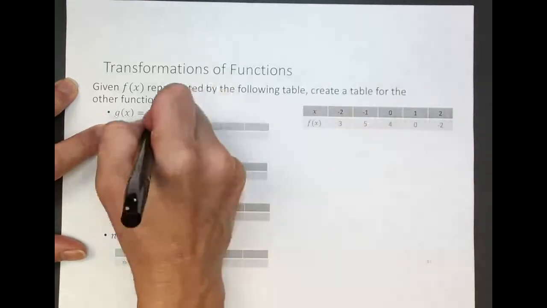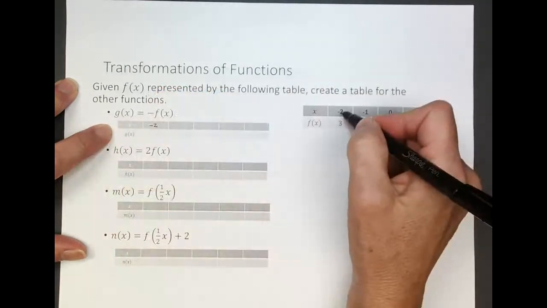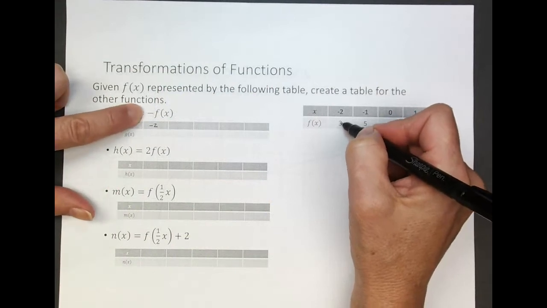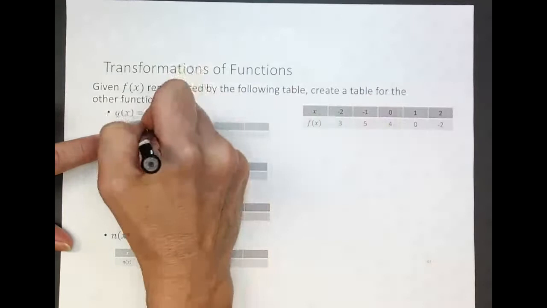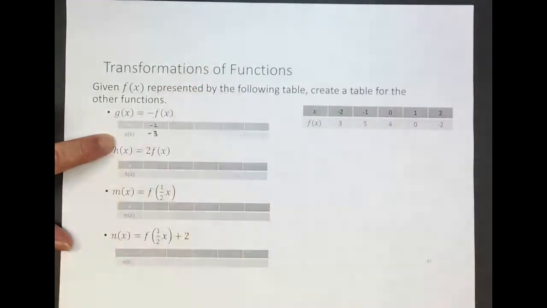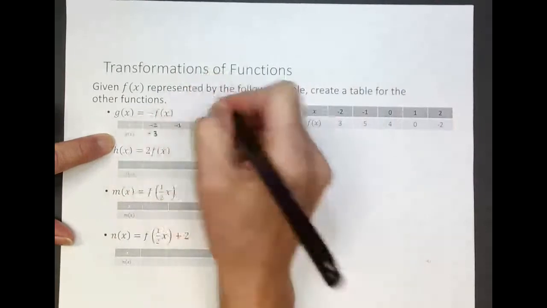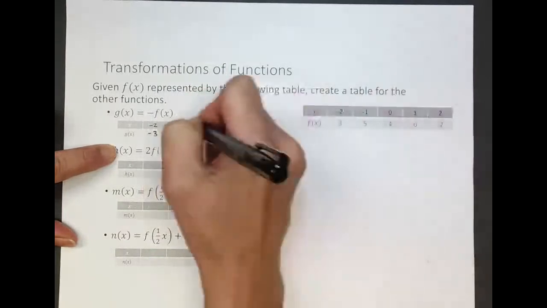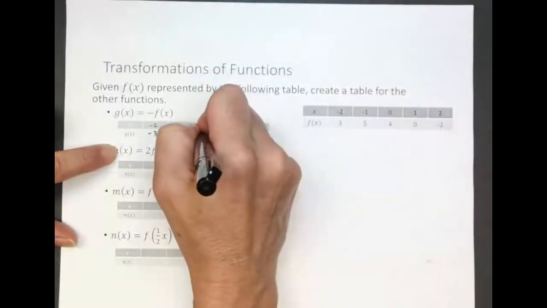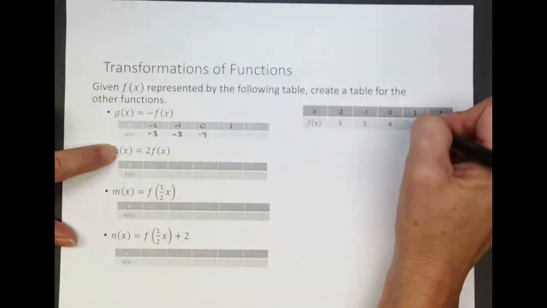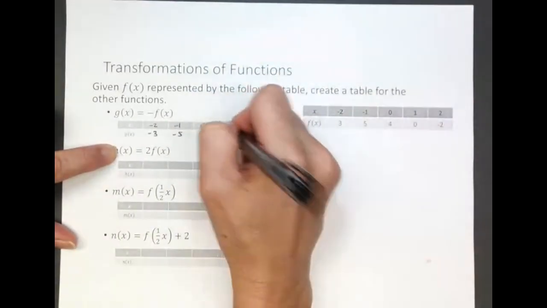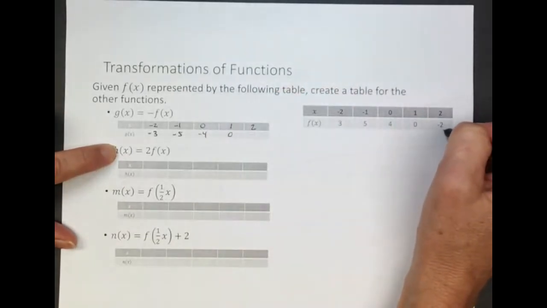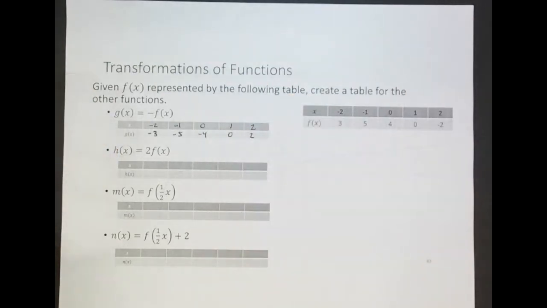Well, if x is -2, before the transformation, f of x was 3. Here, f of x is going to become negative, so g of x would then be -3. When x is -1, g of x is going to be -5. When x is 0, g of x is going to be -4. When x is 1, the negative of 0 is still 0, so that's going to stay. And when x is 2, g of x is going to be the negative of -2, or +2.